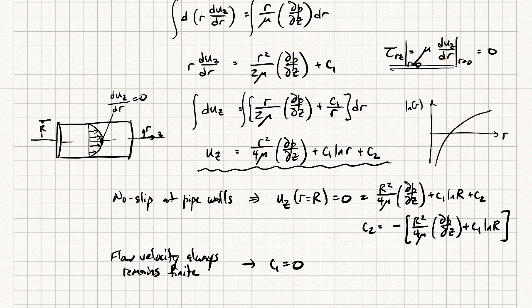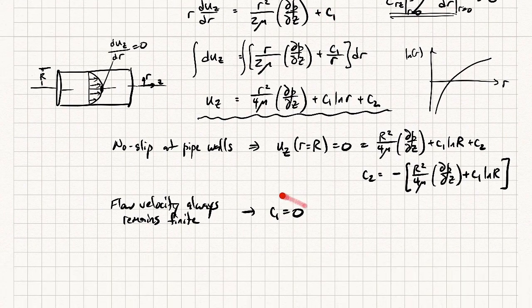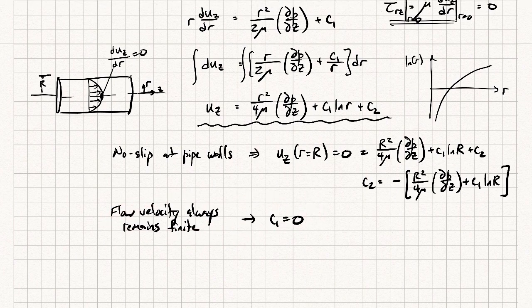So if I came to this equation and made duz dr equal to 0 when r is equal to 0, then you'd see that I would end up having to make C1 equal to 0. So that's another way you could formulate this boundary condition. I think it's just easier to see it as the velocity remaining finite, but you could think about it this way as well. Either way, you get C1 equal to 0.